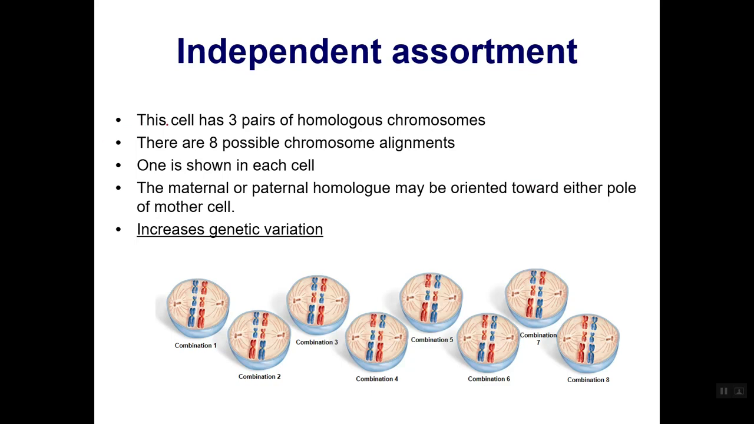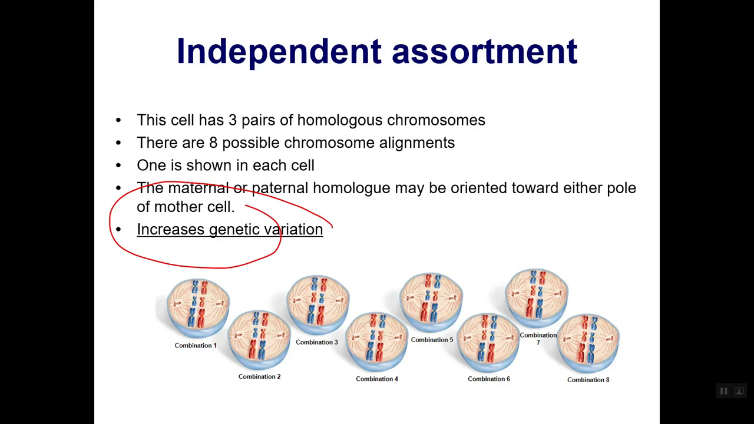So this cell has 3 pairs of homologous chromosomes. See, 1 pair, 2 pairs, 3 pairs. Whenever metaphase 1 occurs in this cell, there's 8 possible chromosome alignments, and 1 of them is shown in each cell. So this is possibility number 1 through 8. And depending on which combination occurs, it will have an effect on what the final gametes look like. So that is another methodology that our cells utilize to increase genetic variation.